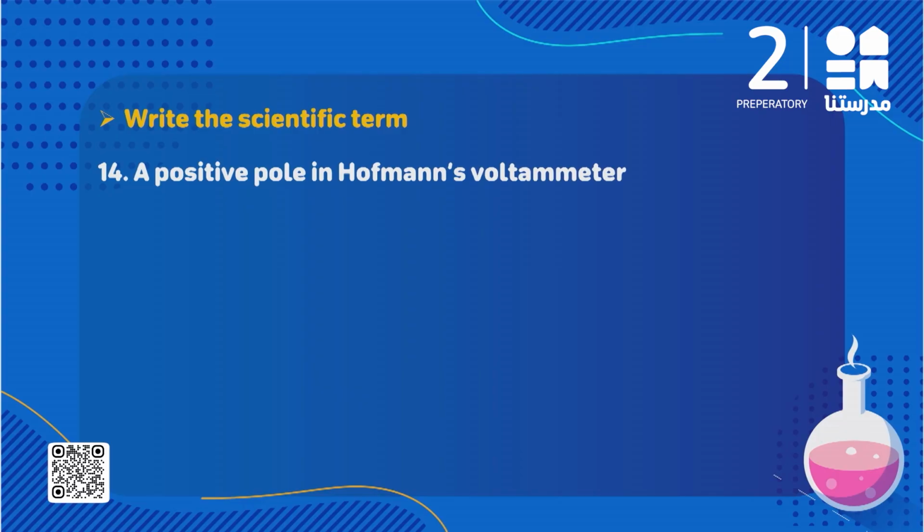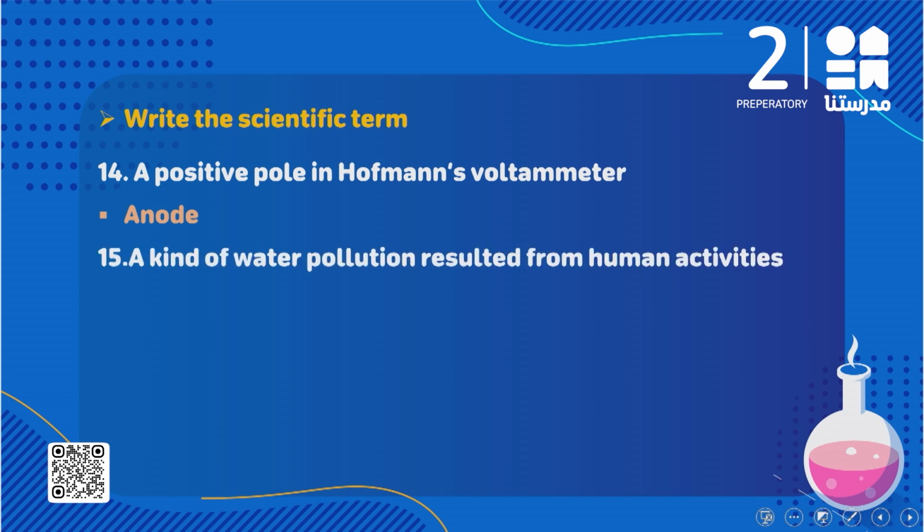احنا قلنا ال Hofmann's voltmeter consists of two poles. One of them is a positive and the other one is negative. And the one with a positive charge, it's called anode. طيب kind of water pollution results from human activities.